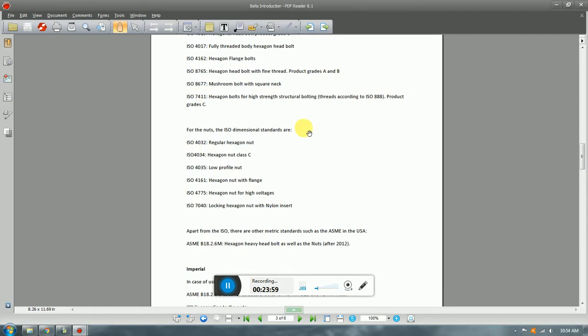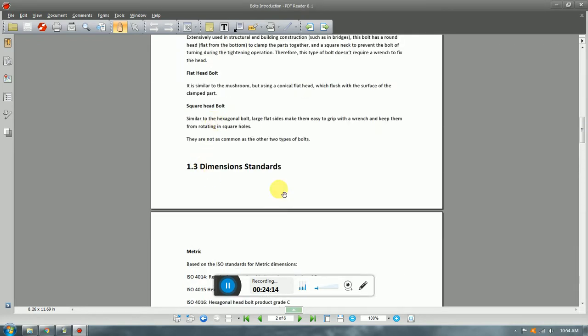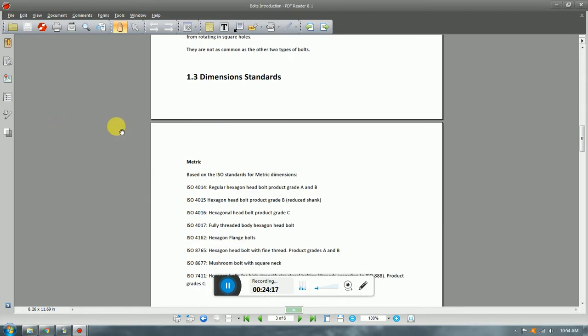When I use metric, I normally use ISO. And then for imperial bolts, I use the B18.2.6 for structural bolts, and then the nut is going to be the 2.2. So this is the main first dimensional standard. When you put the part numbers in a BOM, in the part number you put bolt, and you can put ISO 4014. And then right away, you know exactly what type of bolt they're using.